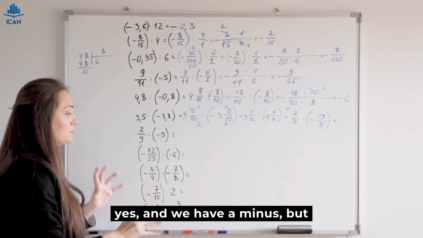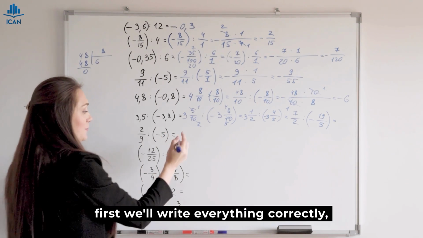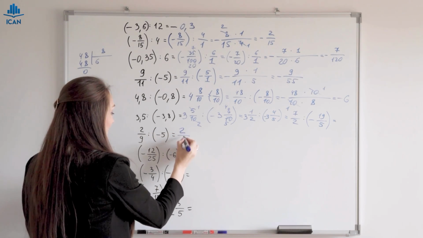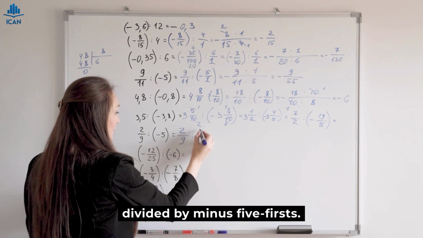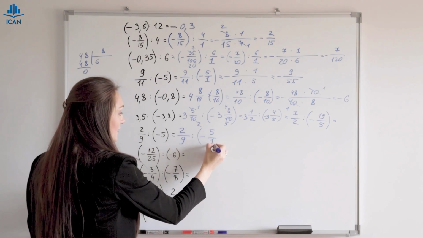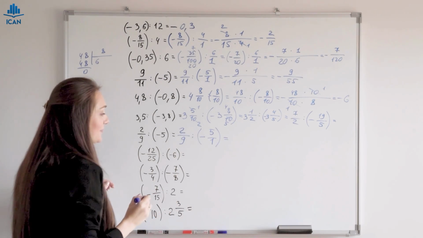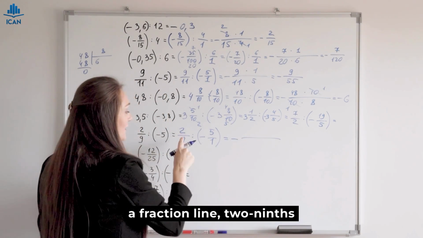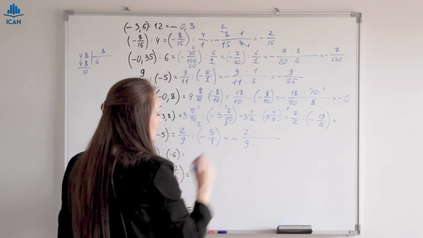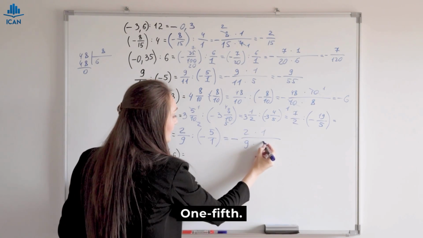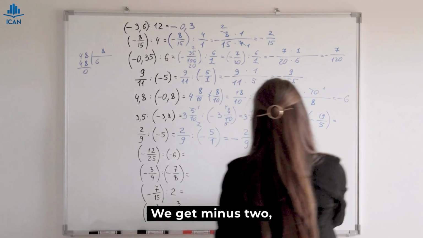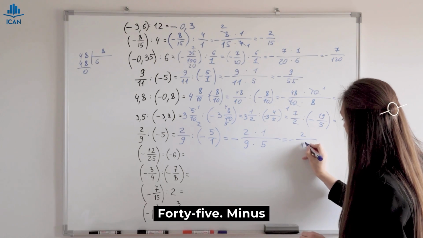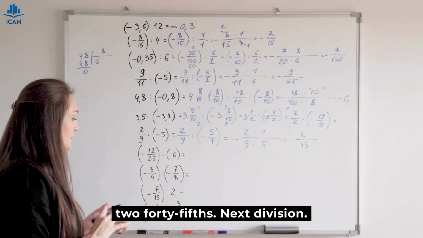Yes, and we have a minus. But first, we'll write everything correctly. That is, without this minus at the beginning. 2/9 divided by minus 5/1. All right, now we write this minus at the beginning. A fraction line, 2/9 here, and flip the fraction. 1/5. We get minus 2. How much? 45. Minus 2/45. Next division.